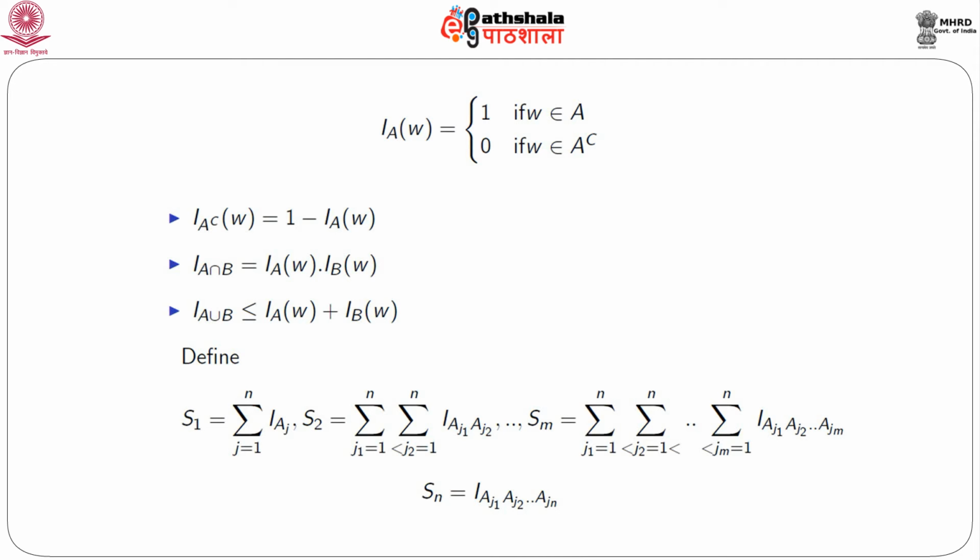If ω belongs to all these m sets, this will contribute, and the sum is over j1, j2, ..., jm, all ranging from 1 to n with the restriction that j1 is less than j2 is less than j3 and so on. And Sn is the term which consists of all n sets, I_{A_j1} I_{A_j2} ... I_{A_jn}. So, if ω belongs to all of these n sets, it will contribute.